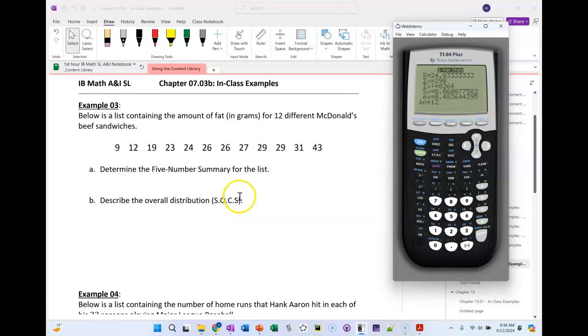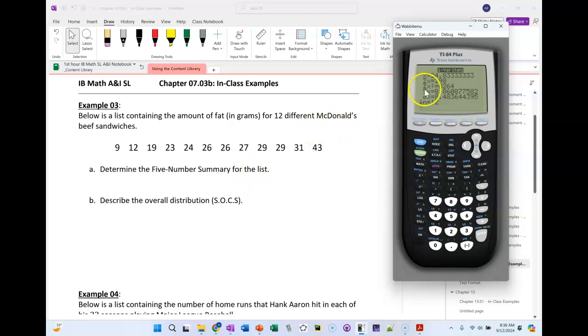And then the last S stands for spread. Again, since we have an outlier, we should be using range and IQR. So you could say the range for this data set is 34. That would have been the high minus low, 43 minus 9. And the IQR was 8.